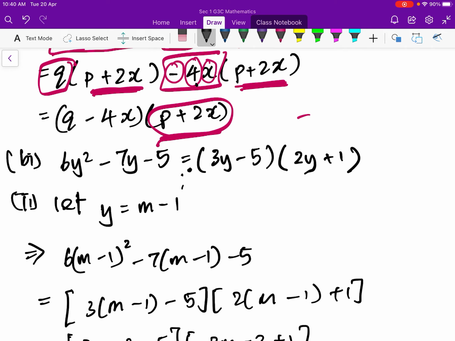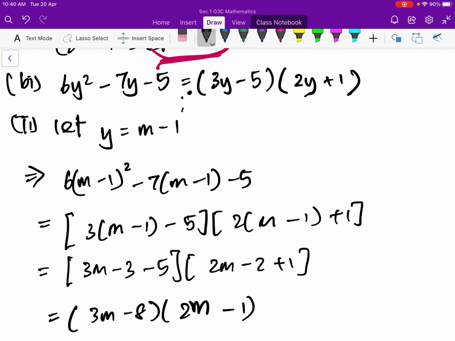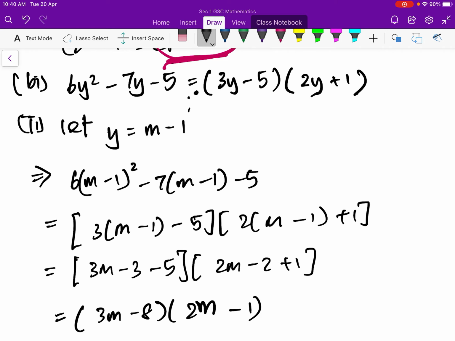So what will it then look like? This. 6y squared, y becomes m minus 1, minus 7y, y becomes m minus 1, then minus 5. And we're going to make use of our result in part 1. It says when we factorize, we get 3y. But instead of writing 3y, we write 3 and minus 1. Then copy down the minus 5.